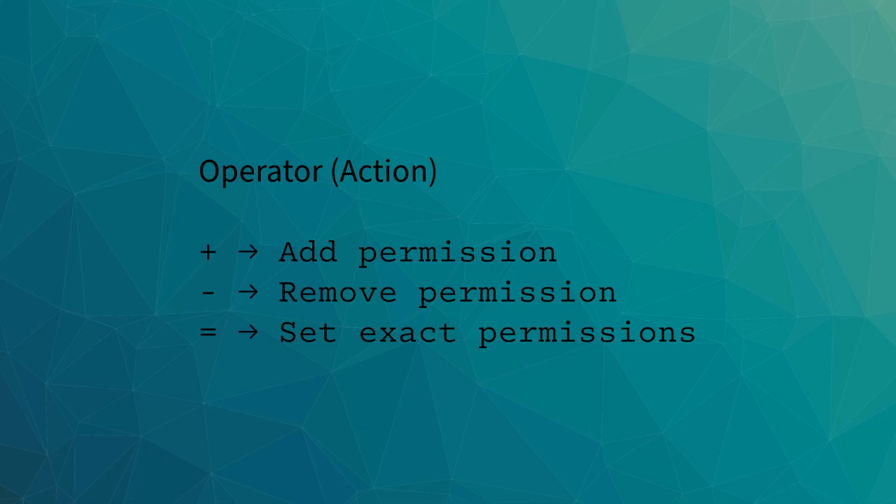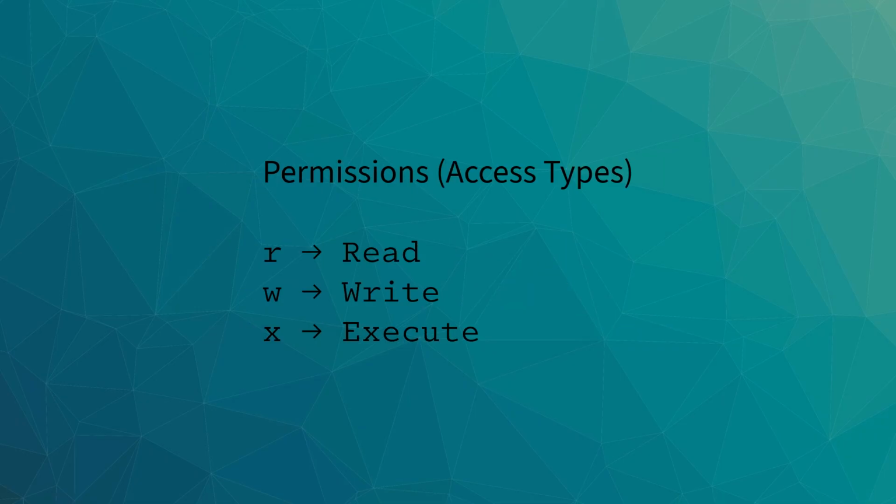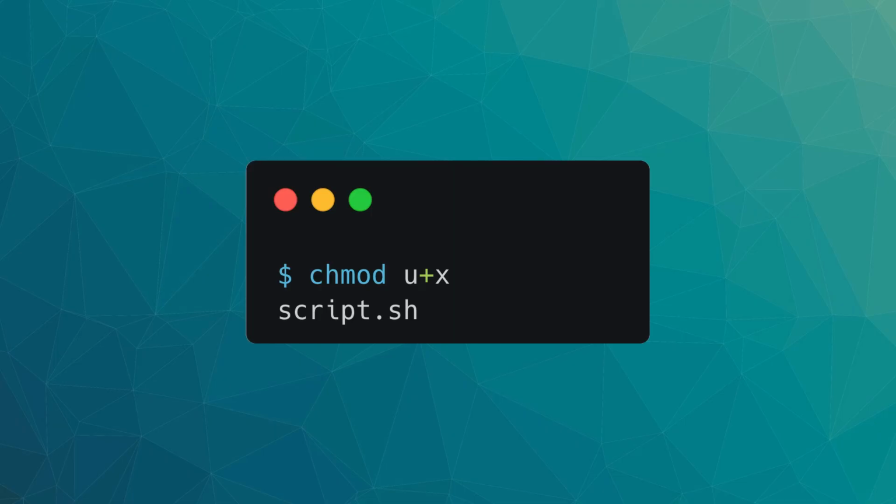Operator is the action to perform, defining how permissions should be modified. Plus adds a permission, minus removes a permission, and equals sets exact permissions, replacing existing ones. Permissions are access types, specifying which permission types to assign. r equals read, w equals write, and x equals execute. The following command makes the myscript.sh file executable by the owning user.